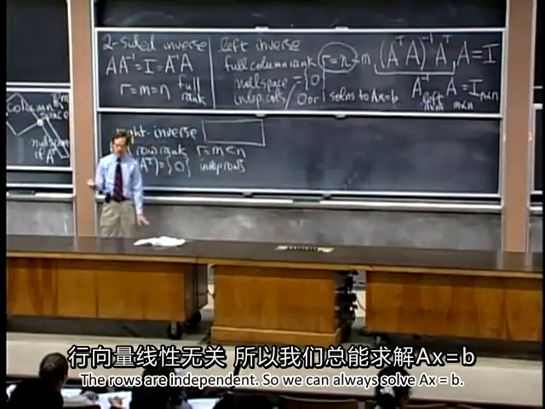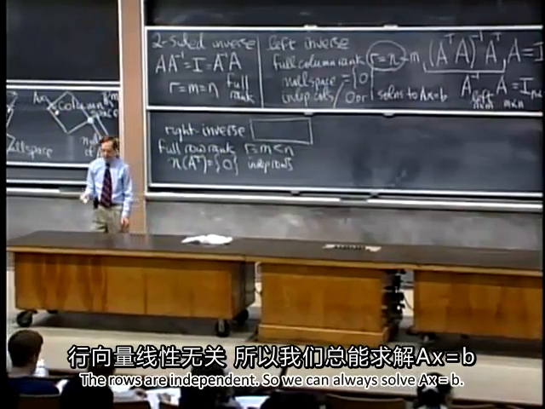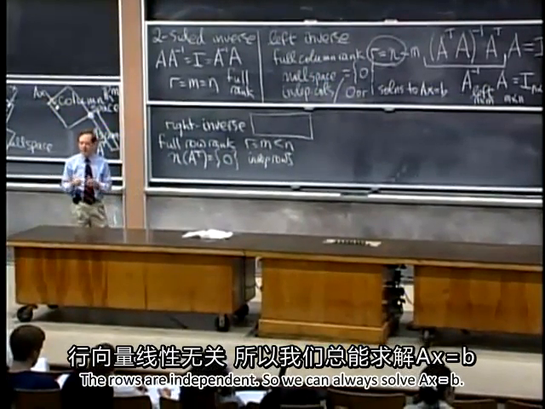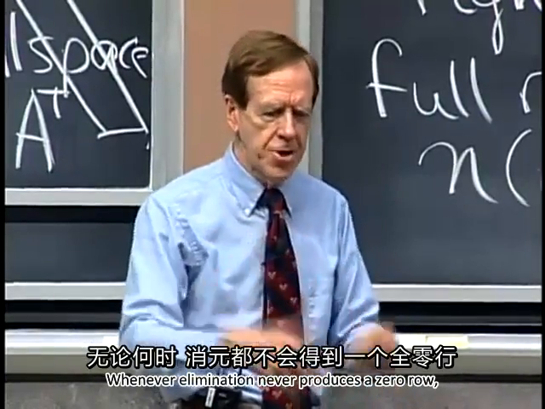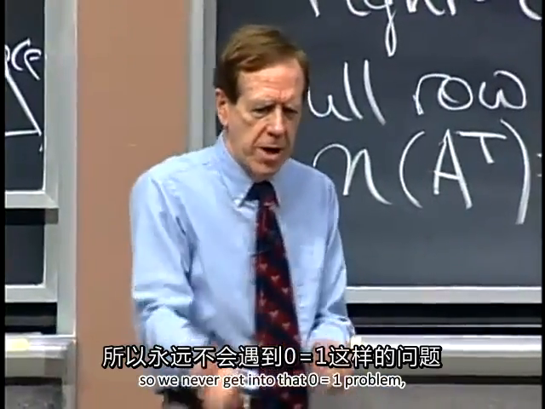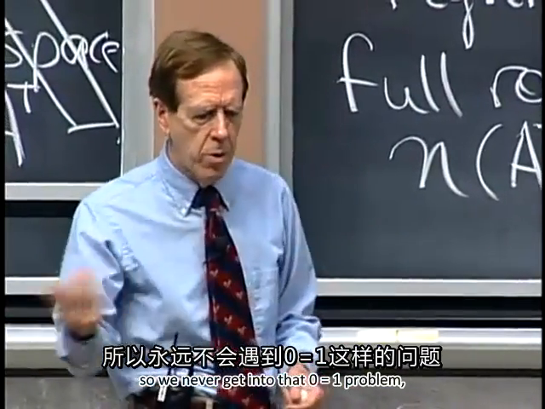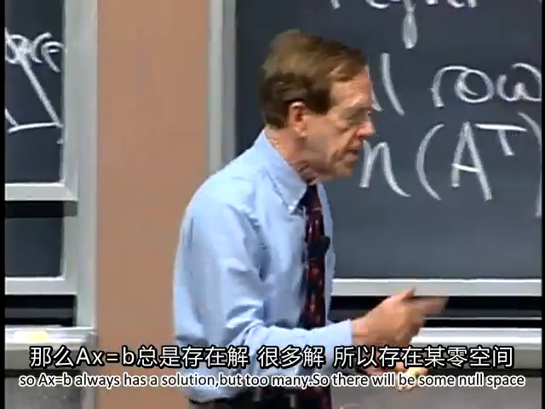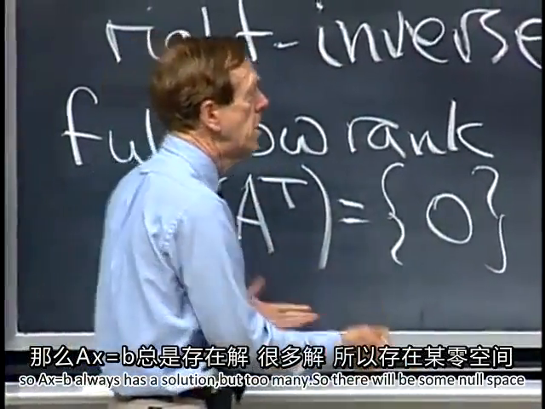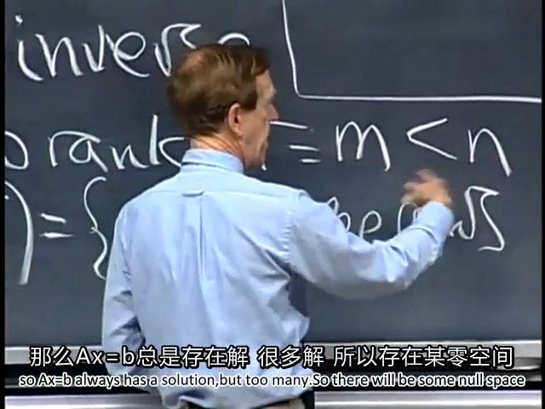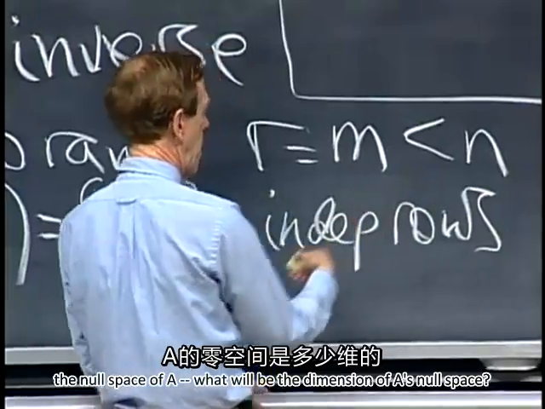The rows are independent. So we can always solve AX equal B. Elimination never produces a 0 row, so we never get into that 0 equal 1 problem. So AX equal B always has a solution, but too many. So there'll probably be some null space.